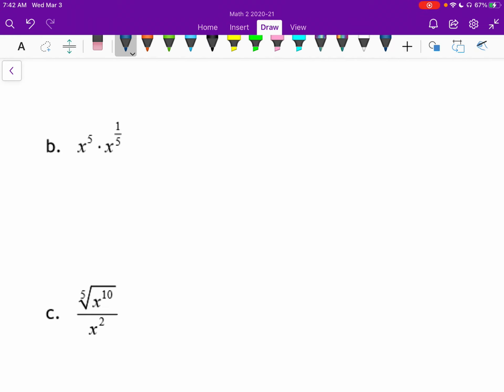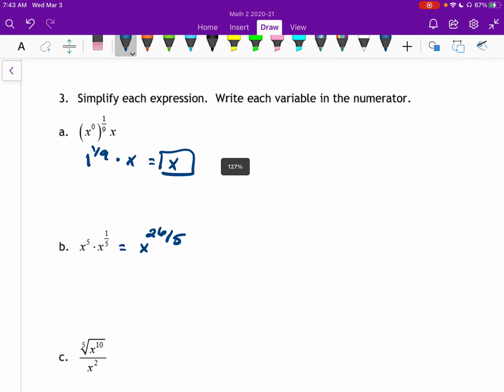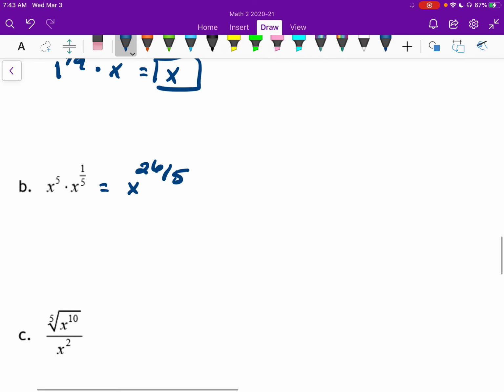Here we have 2 variables, and they have their exponents, so we're going to add those. This will be 5 plus 1/5, which gives me 26/5. So this is x to the 26 over 5. And it did say to leave it an exponential, right? Yep. So we're just going to leave it like that.